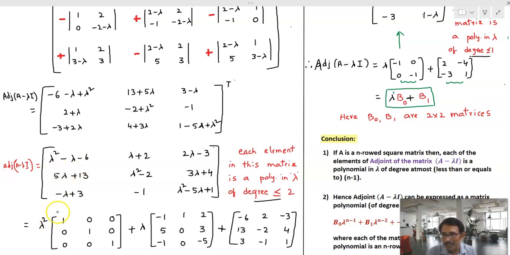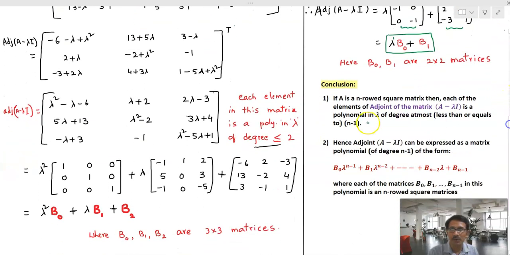So again I write lambda square into lambda square quotient here 1, 0, 0 because there is no lambda square terms. Okay, similarly lambda into lambda quotients everywhere -1, 1, 2 like that, and constant terms. Altogether this is again put in the form of a matrix polynomial, because we started with a 3 by 3 matrix, we got lambda square B0 plus lambda B1 plus B2. What are B0, B1, B2? This is your B0, this is your B1, and this is your B2. Hope you understand. And each of them are 3 by 3 matrices.